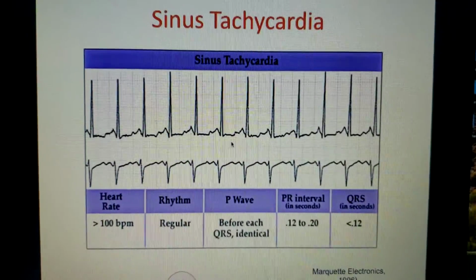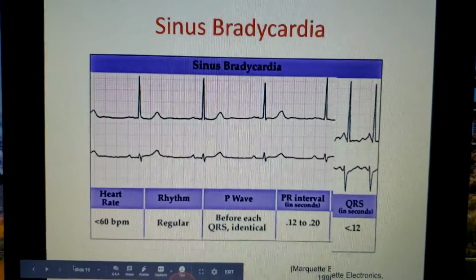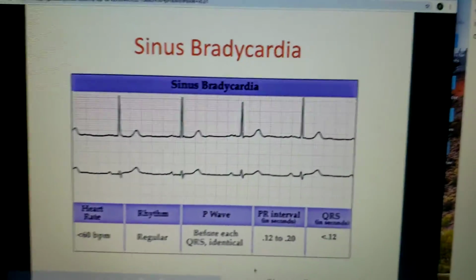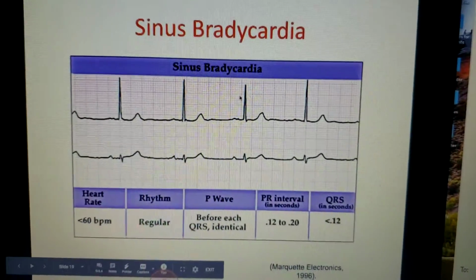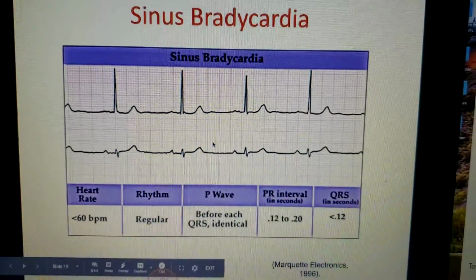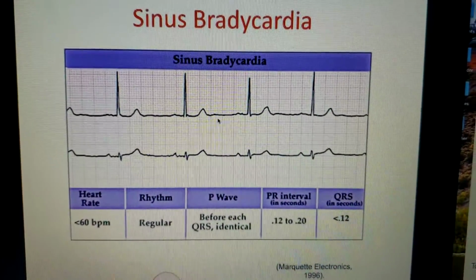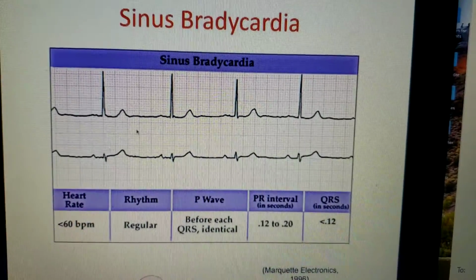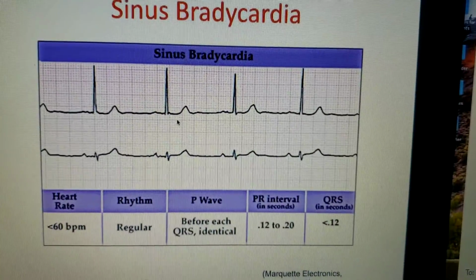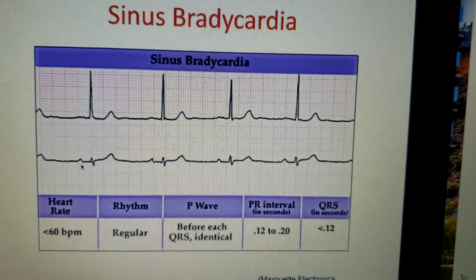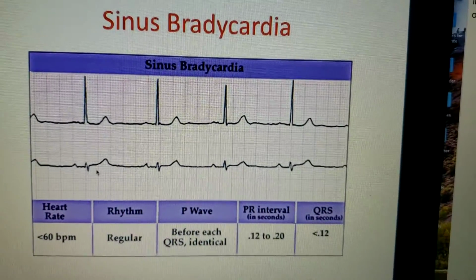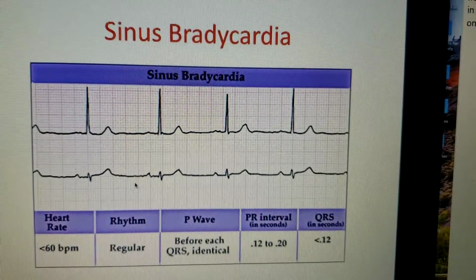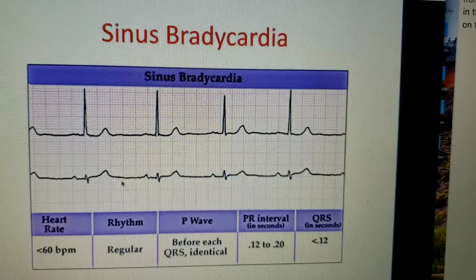The rate is at 40. So 40 is obviously less than 60, which makes it slow, but it marches out consistently. So it's regular. I have a P wave. It's hard to see on this, but you can see it better on this. When they have two on here, one is lead 2, and this is probably lead 1. In this lead, I can see the P wave a little bit better. So I have P waves, I have QRSs, and it's a 1:1 ratio.